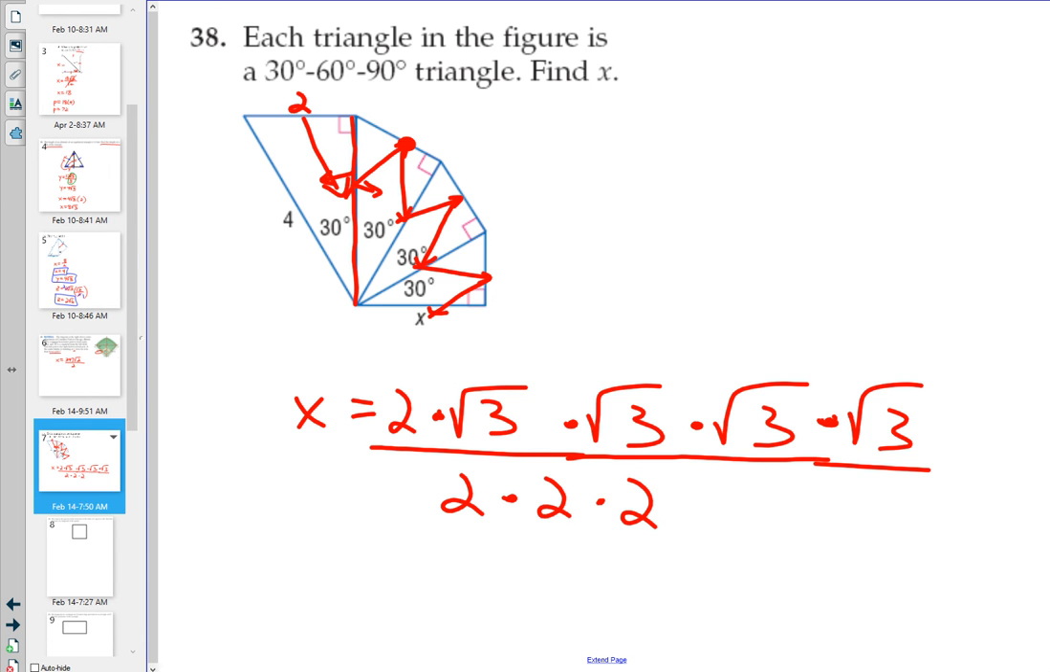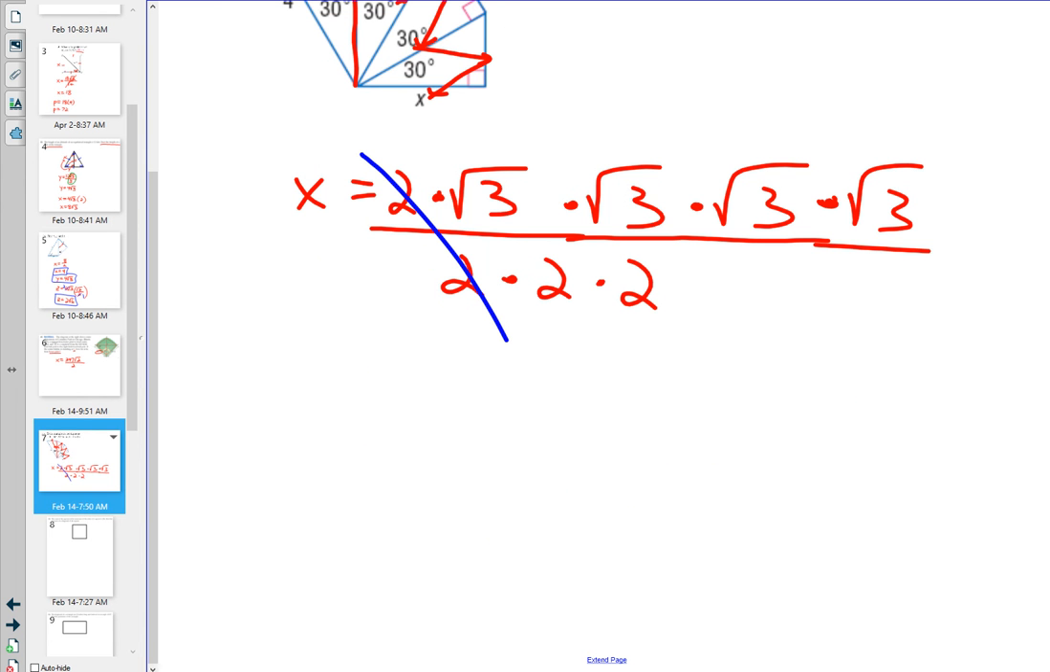So what we end up with is I can get one of these 2's to cancel, but I can't do anything about the other 2's. On the bottom, what's 2 times 2? 12. Okay, very good. Right here, minus 12.